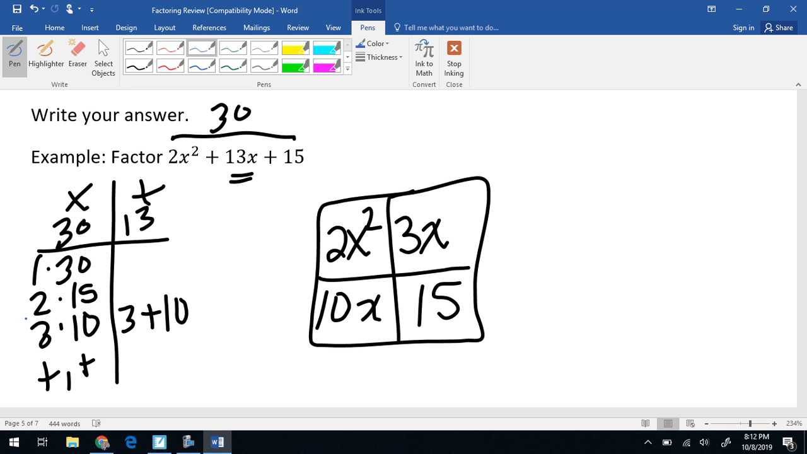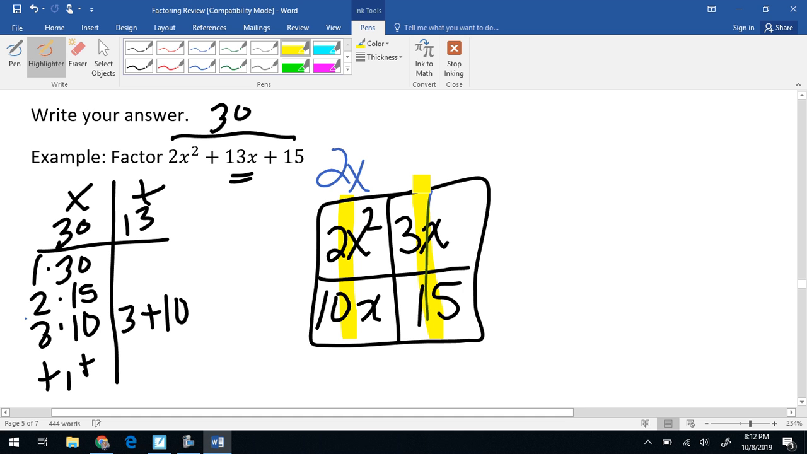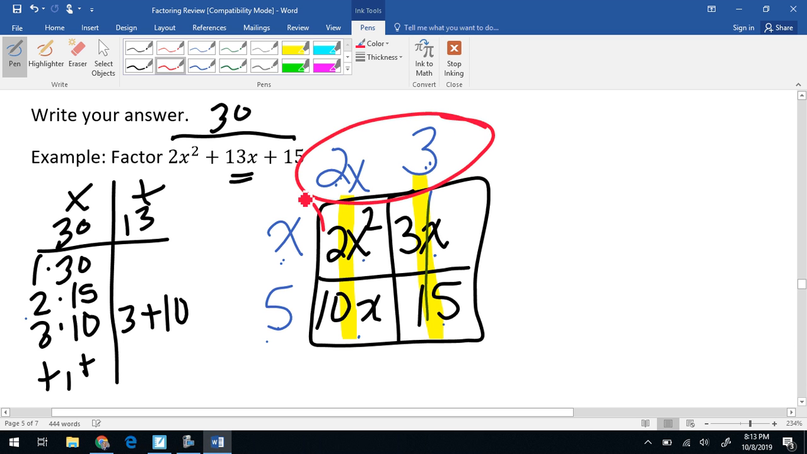Now I'm going to go each row, each column. So looking in this first column, 2 in common and x in common. And in this second column, 3 and 15, 3 is common, no x. And then in my first row, 2x squared and 3x, they just have an x in common. And then 10x and 15, they just have a 5 in common. I can remultiply. 2x times x is 2x squared, 3 times x is 3x, 2x times 5 is 10x, 3 times 5 is 15. So remember, to get your answers, you're going to go right here and right here.